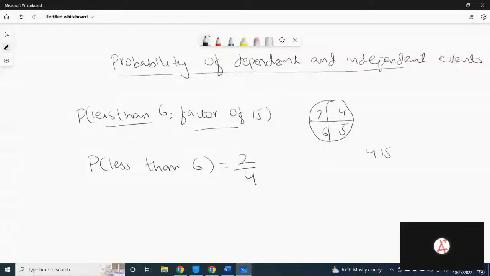Then you have to find the probability of factor of 15. Which number is a factor of 15? Just one, 5. 5 times 3 is 15. You have just one number that is a factor of 15. So the probability of the factor of 15 is 1 over 4, because the total outcomes are 4 and just 1 is a factor of 15.